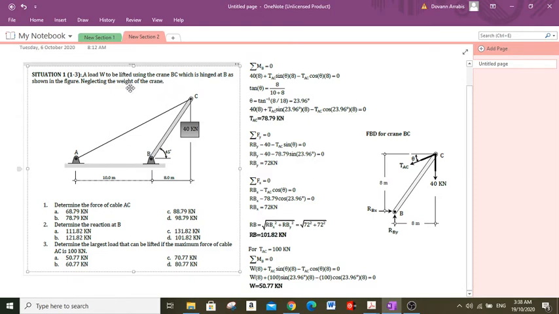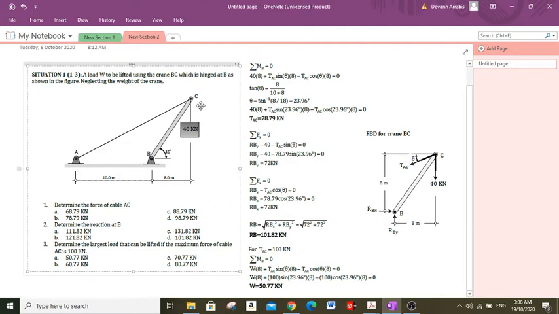Allow the W to be lifted using the crane BC, which is hinged at B as shown in the figure, neglecting the weight of the crane. Question number 1, determine the force in cable AC. As we can see, this is cable AC. Determine the reaction at B. Determine the largest load that can be lifted if the maximum force of cable AC is 100 kilonewton.